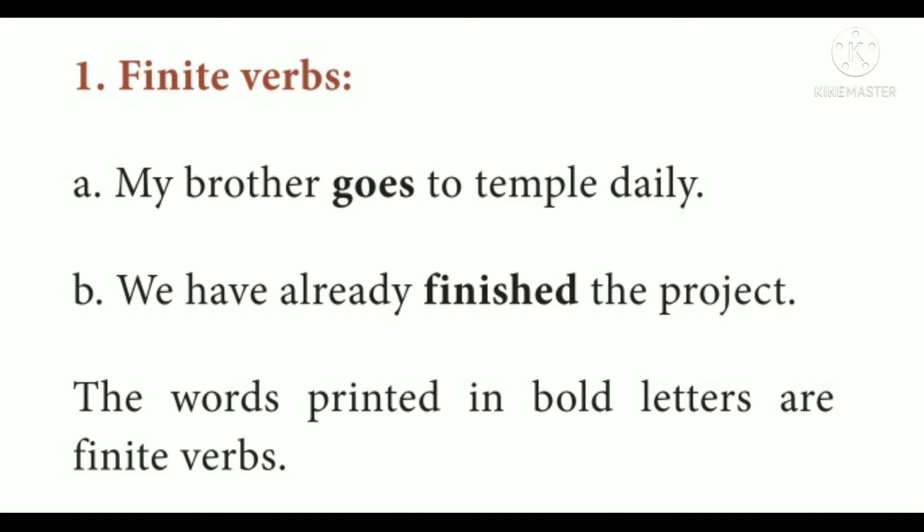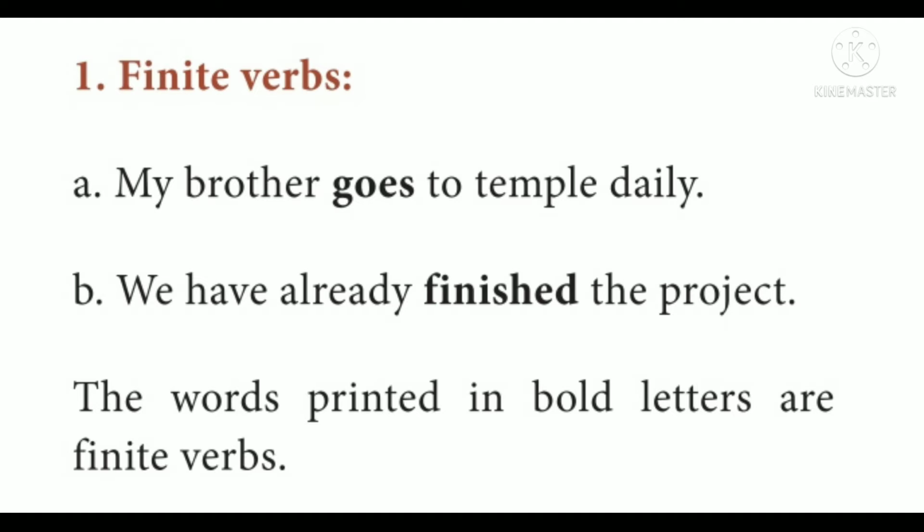Now we are going to see the two different types of verbs in detail. First one is finite verb. See the sentence given here. My brother goes to temple daily. And the second example, we have already finished the project. If you see these two sentences, the words that are printed in bold letters, that is goes and finished, they are finite verbs. Now we are going to see how they are telling that they are finite verbs.